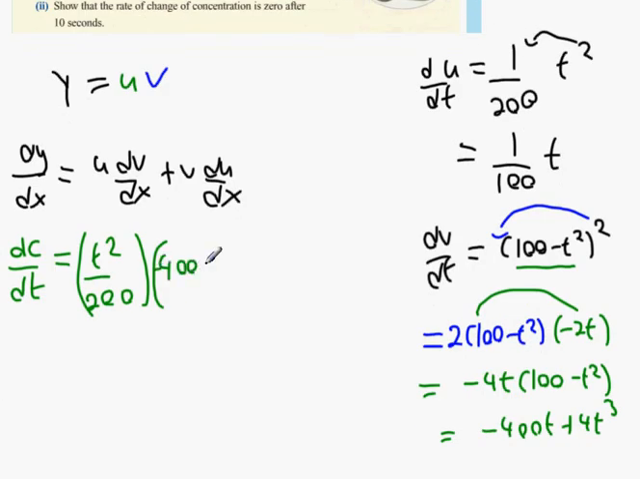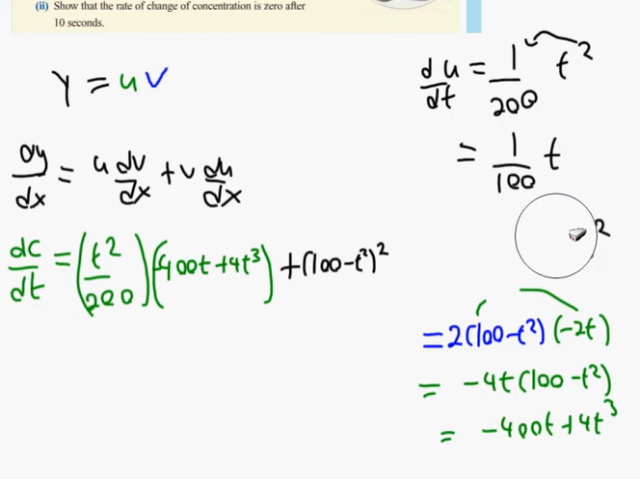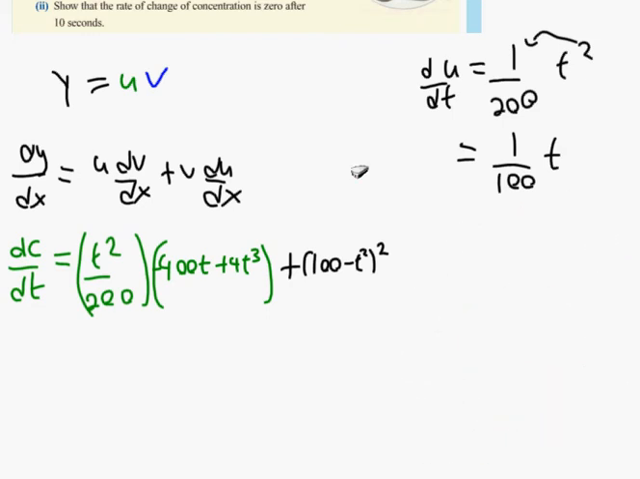Minus 400t plus 4t cubed. V, this times v. V is 100 minus t squared per 2. And then what else is there? du dx is what you need next: 1 over 100t. Now lads, there's a shortcut to this. And this is the good thing about this question.